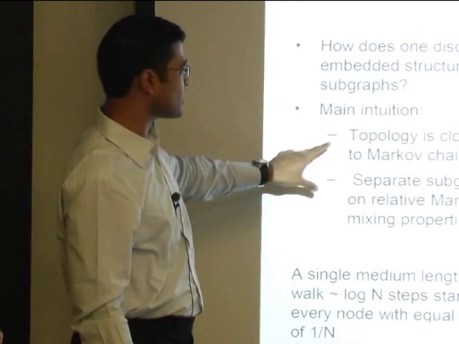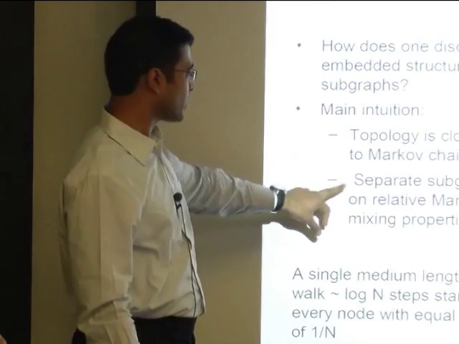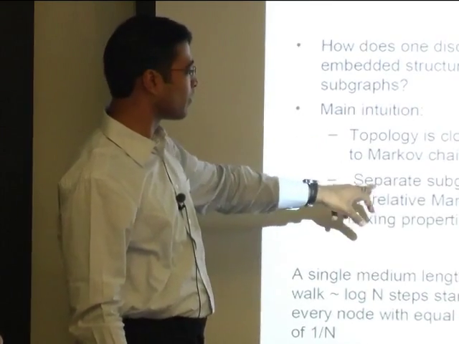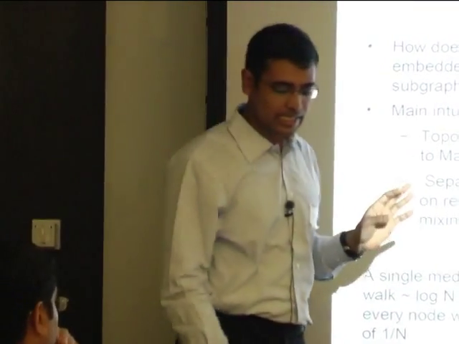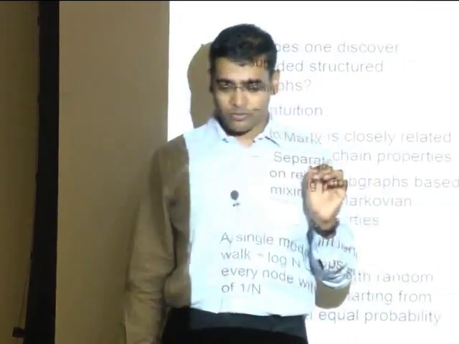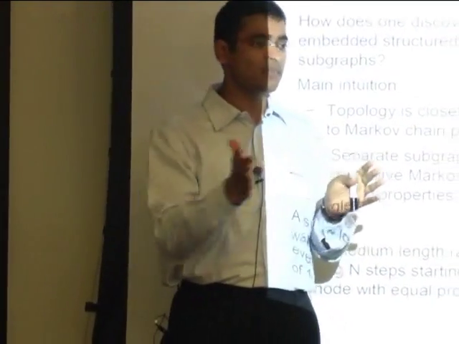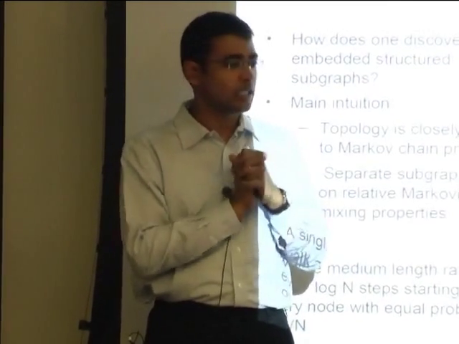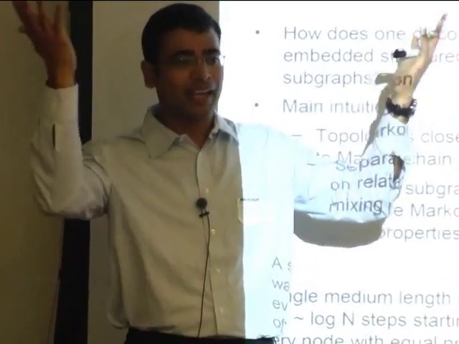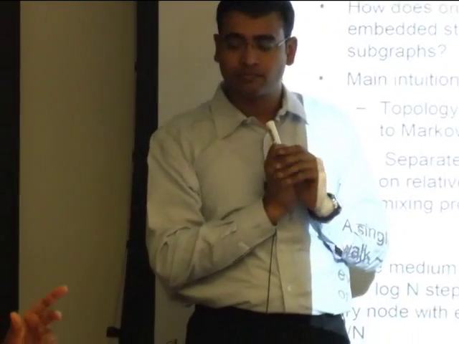The main intuition here is the topology is closely related to Markov chain properties. That's a well-known thing. But the new part is you're able to separate the subgraphs based on their relative Markovian mixing properties. So you start the random walk from a peer-to-peer node, or as soon as a walk enters a peer-to-peer node, it will reach its part of the stationary distribution much, much faster because it's Chord. It's designed for that, rather than the background graph. Just because you entered a node that's part of the Chord ring doesn't mean that you're going to stay within that ring as you do a random walk, right?